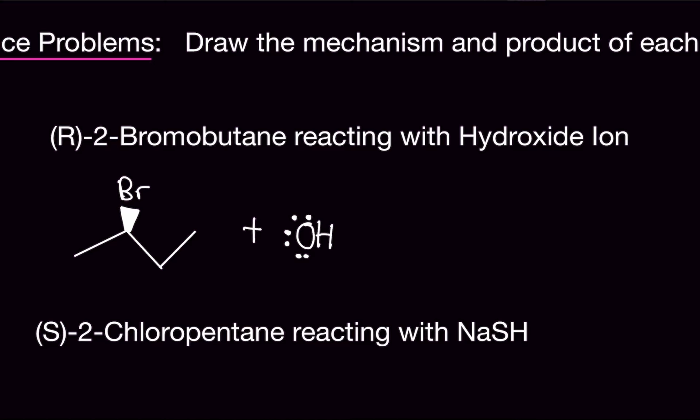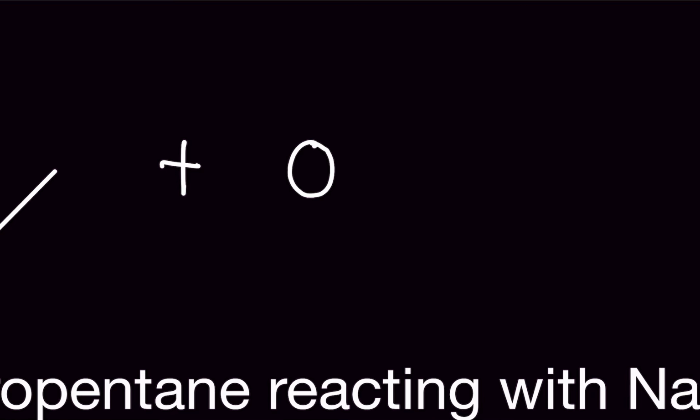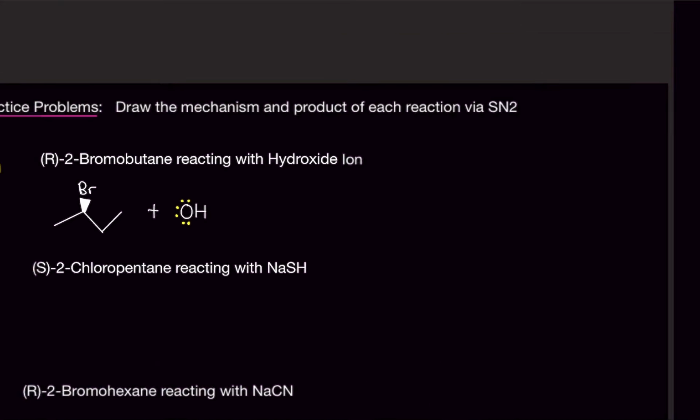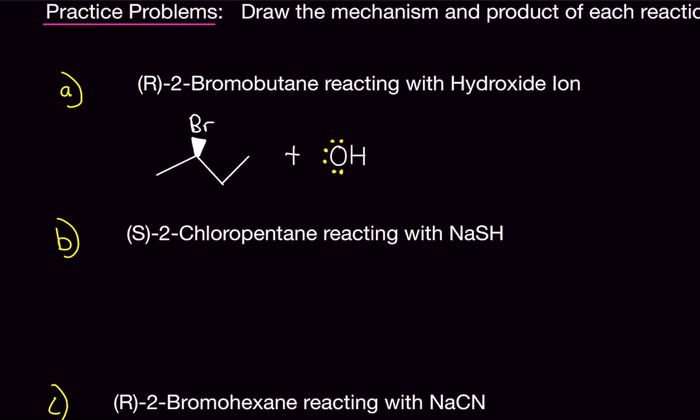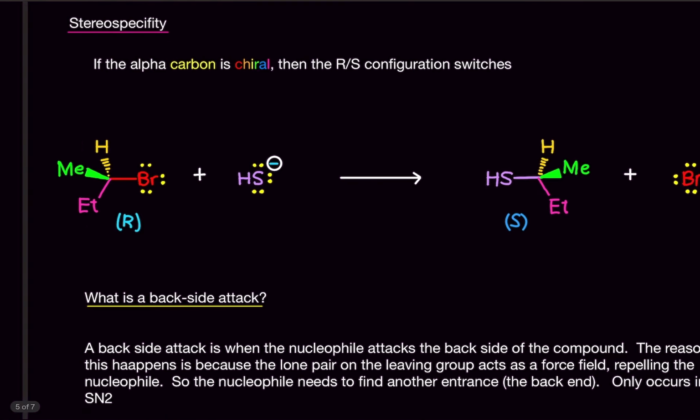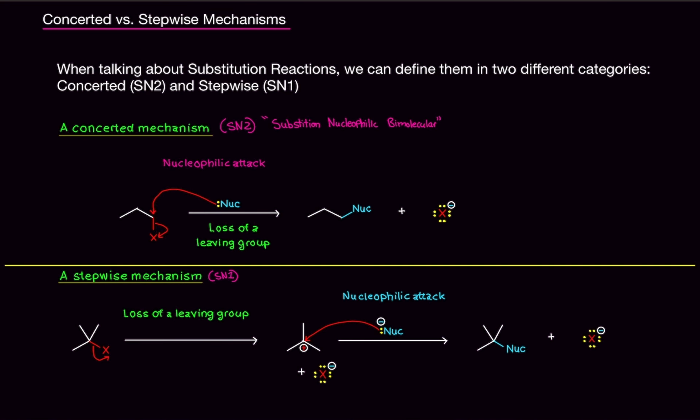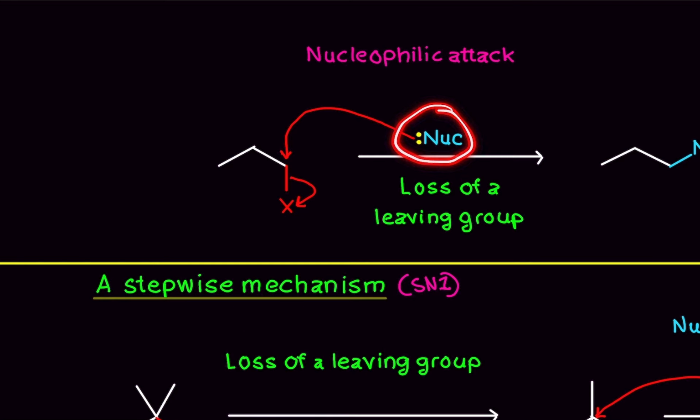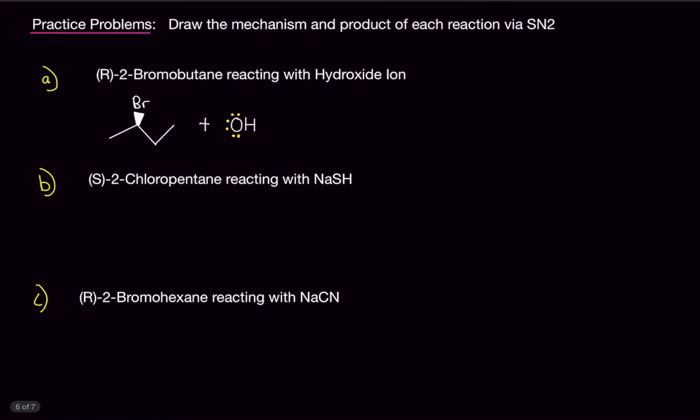With 3 lone pairs. Actually, that's kind of ugly. Let me redraw it. I'm going to draw it with yellow. Okay. So, bromobutane reacting with hydroxide ions. So what do we do? Well, we're talking about an Sn2 reaction, right? So we are first going to do a nucleophilic attack. That's the first thing we do. And then we kick out the leaving group. That's what we always do for an Sn2, in that order.